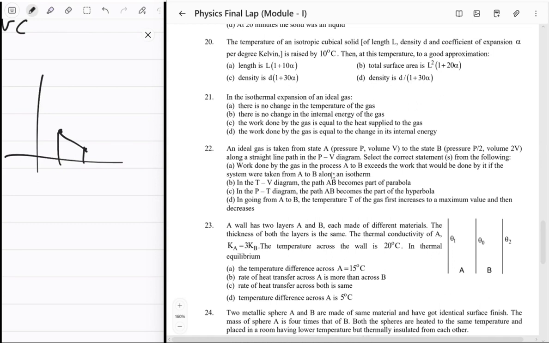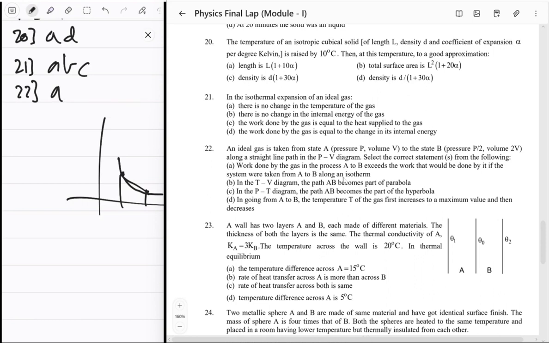Work done by the gas in the process A to B exceeds the work that would be done by it if the system were taken from A to B along an isotherm. Okay, along an isotherm it would be like this. So yes, the work done actually does exceed. So A is right. और क्या है?